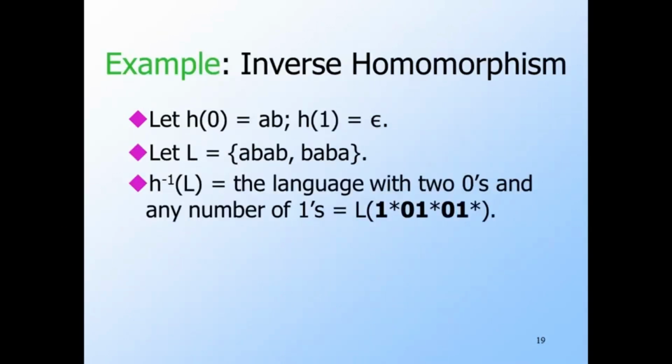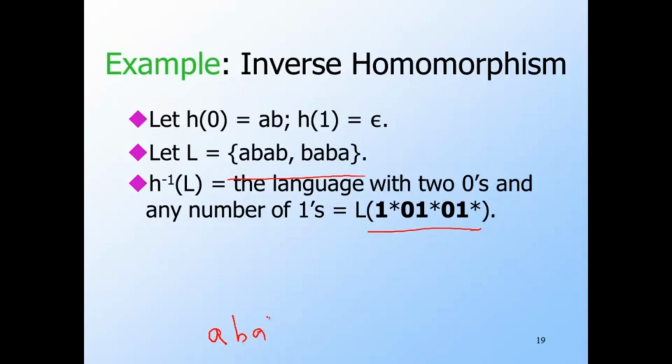Here's an example. Let H be the homomorphism of our running example. L is the language with two strings, ABAB and BABA. Okay. That's that right there. Then H inverse of L is the language of strings that have two zeros and any number of ones interspersed. Here's a regular expression for this language. To see why, let's look at the two strings in L.